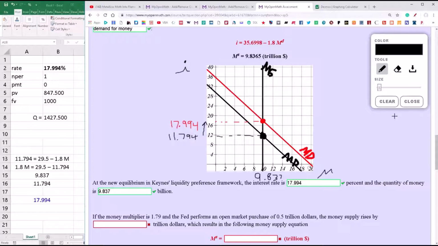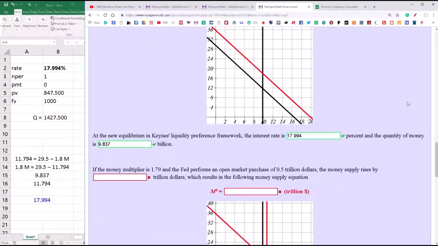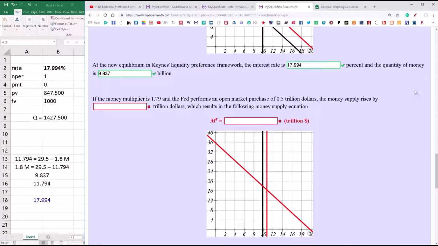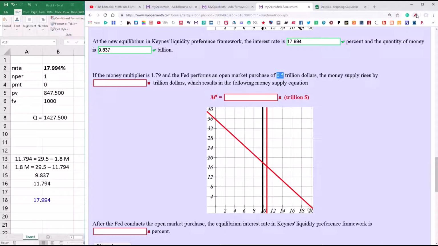Let me know. Let me go ahead and close that out, clear it. Okay, now again, the money multiplier here is 1.79. And the Fed's going to do an open market purchase, so it's going to be adding reserves to the banking system by giving banks cash while the banks give the Fed its bonds. So the Fed gives banks money, banks give the Fed bonds. So it's called an open market purchase, and it's $0.5 trillion. Okay. So let's go ahead and graph.